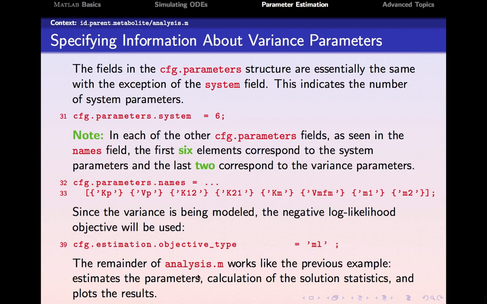And basically the rest of analysis.m is going to work essentially the same as it did in the previous example. We have a section where we're performing estimation, and we have a section where we're generating our figures to plot the results.